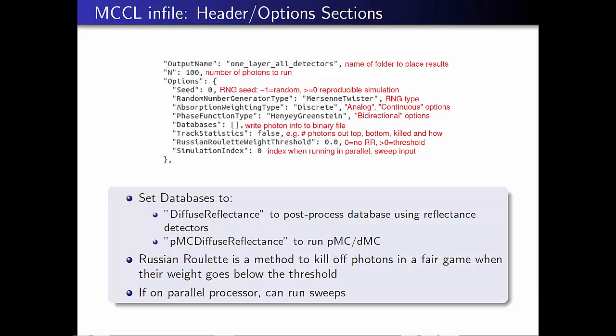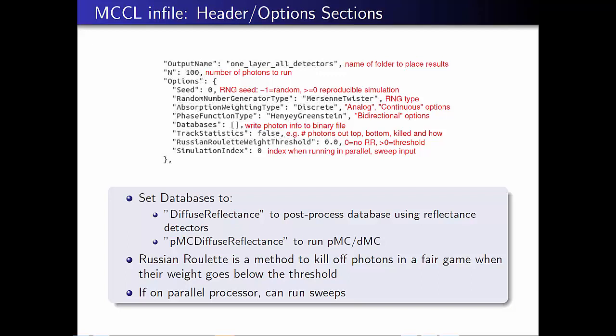You can change your absorption weighting type from discrete, analog, and then to something continuous. We have the Henyey-Greenstein phase function. We also have a bidirectional, which is nice to debug new theoretical ideas. Databases are if you want to define a database to do PMC. And the ability to do Russian roulette.